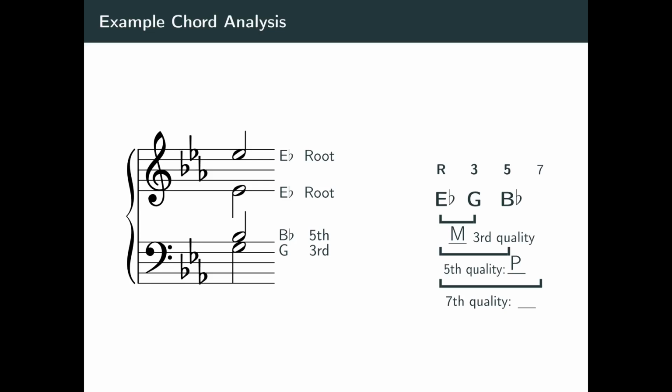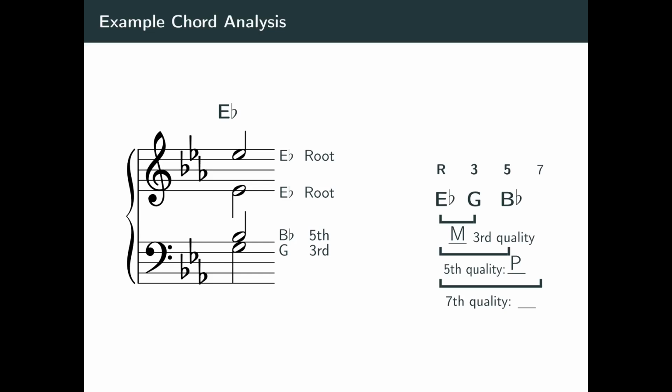Now that we have the 3 pieces of information that we need, root, quality, and inversion, we can build our pop chord symbol. First, you give the root as a capital letter plus a sharp or flat if it needs one. In this case, it's E flat. Then you give an abbreviated form of the chord's quality using the set of shortcuts and abbreviations that we just went over. If it's major, you can put a triangle, or more commonly, people just leave it blank because major is the default. So we'll just say E flat for this chord.